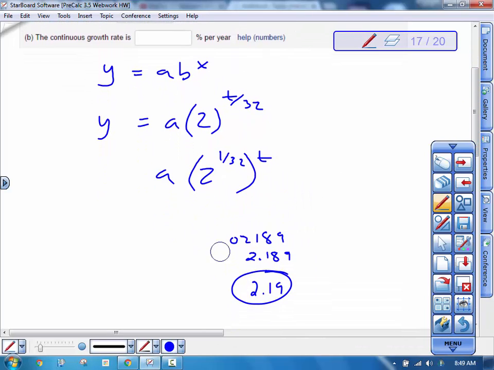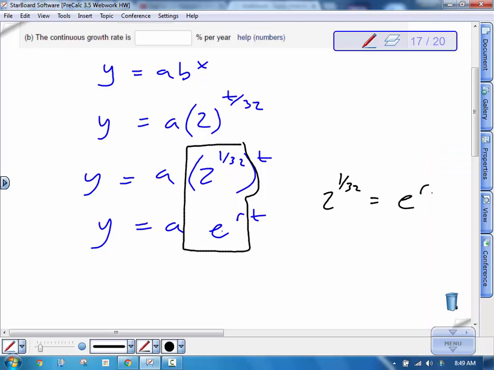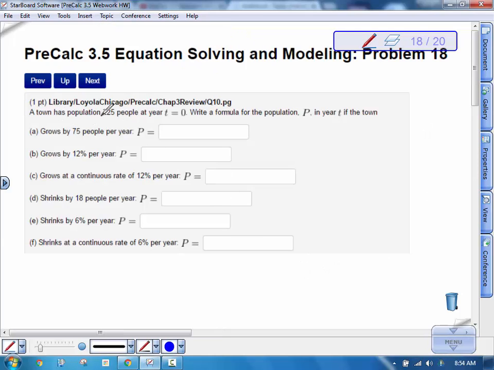Now the next question is the continuous growth rate. So for continuous growth rate, I'm going to go back up and compare this same thing now to y equals a e to the rt, which is our continuous growth rate form on the formula sheet. So obviously this has to be equivalent. 2 to the 1 over 32 has to equal e to the r. So I'm going to change that into log form by doing natural log base e of 2 to the 1 over 32 equals r. And if you do that in your calculator, you should get 0.02166. And if you change that to a percentage, 2.166% will work.